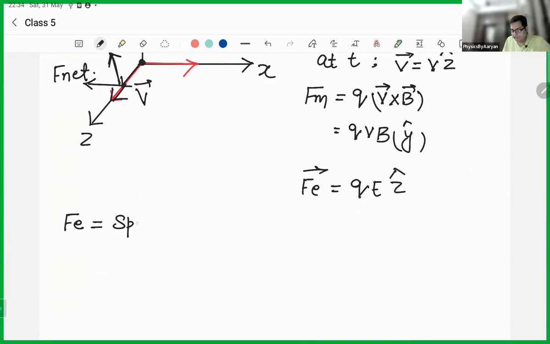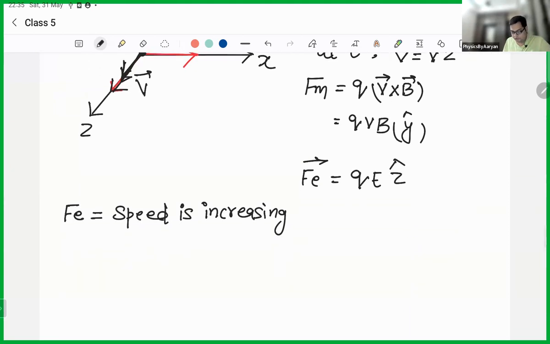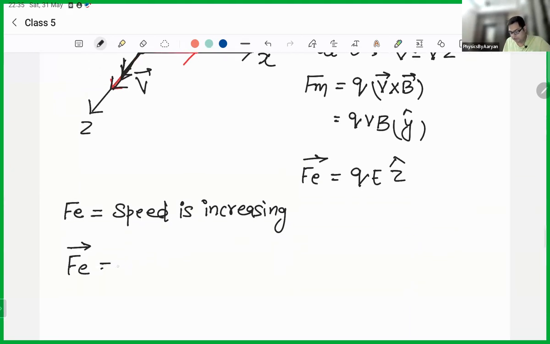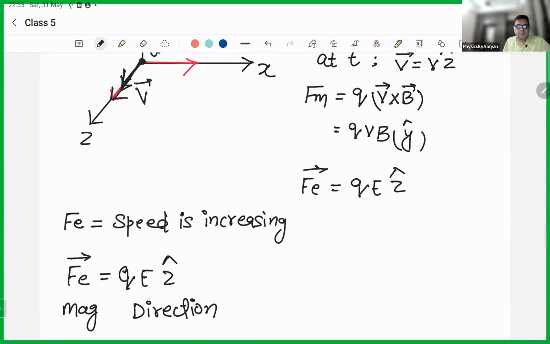Electric force की वजह से speed is increasing. क्यों? क्योंकि initially the speed was 0, but now the electric force की वजह से क्या हुआ? Electric force is acting along Z axis. Electric force is not changing. It keeps on acting in the same direction, neither changing in magnitude, nor changing in direction.